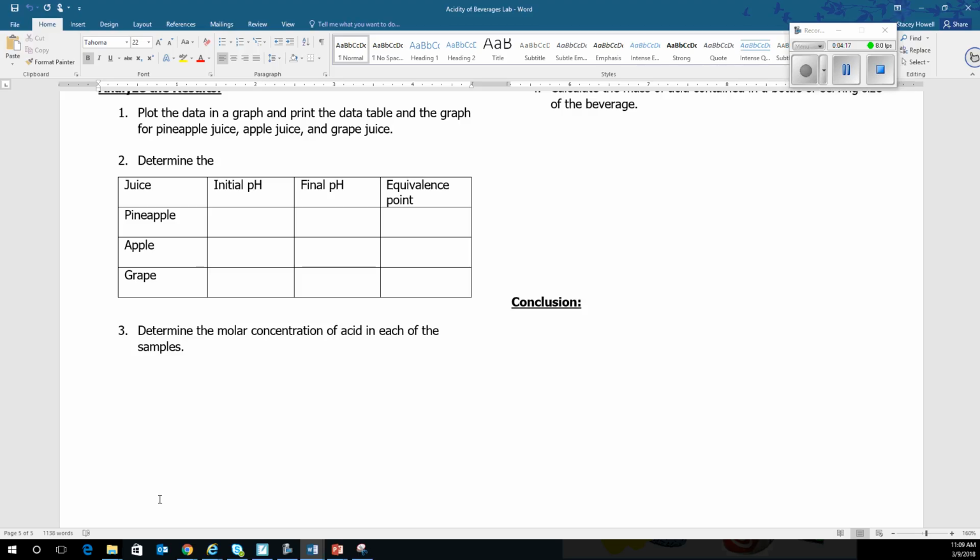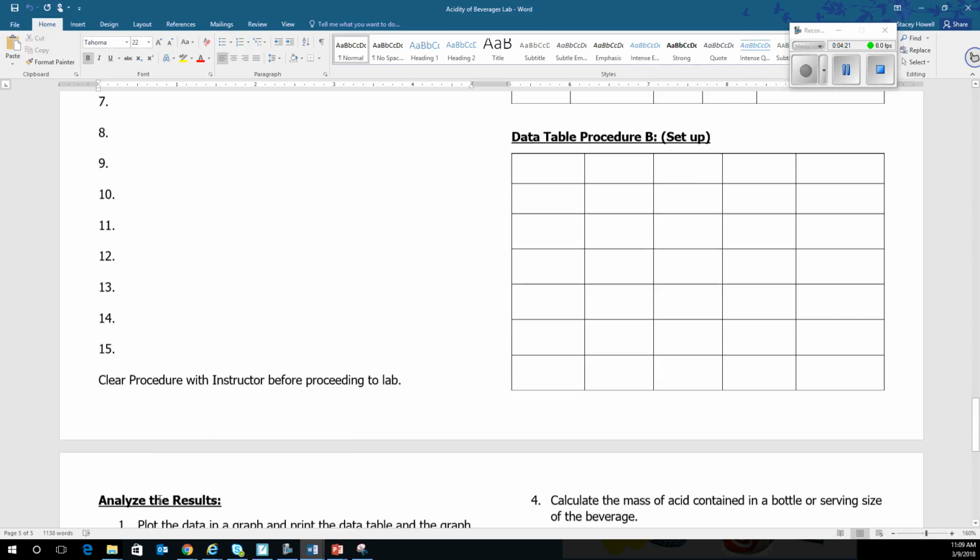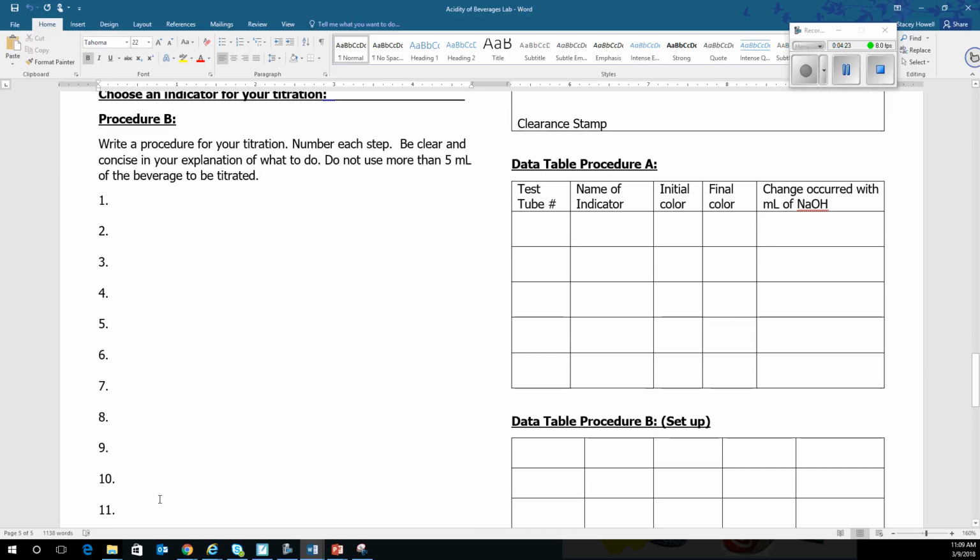Questions? Yes? So on the first graph table, you talked about the indicator. So whatever indicators I have out, that's what you're going to use. Okay?